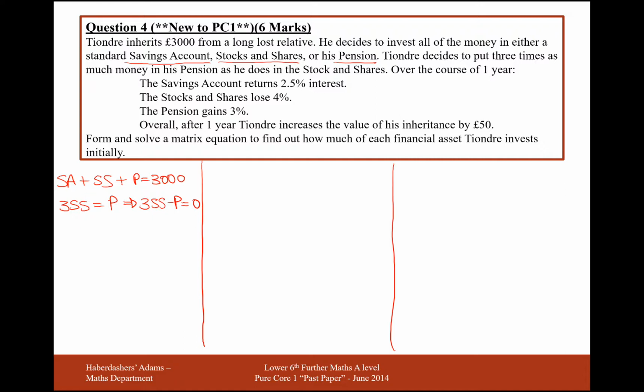The next one comes from the percentage changes. So we increase the savings account by 2.5%. So that's 0.025 times the amount of money put in his savings account. We lose 4%. That's a loss of 0.04 on the stocks and shares. And we gain 0.03 times the amount that was in the pension. And this increased the inheritance by £50.